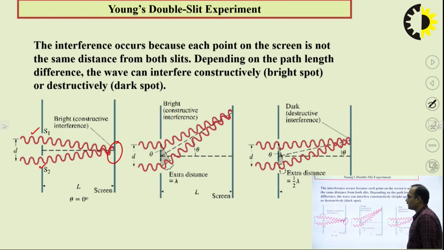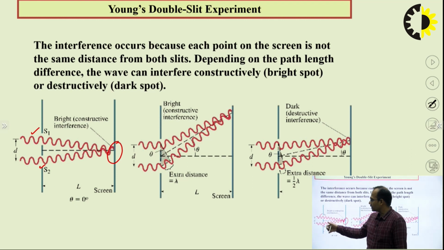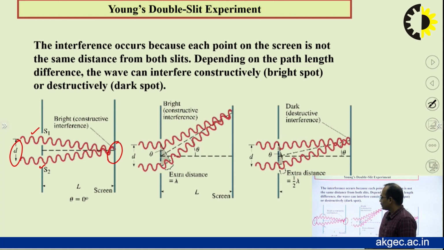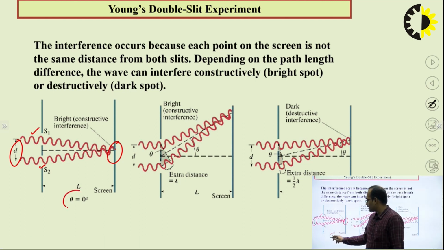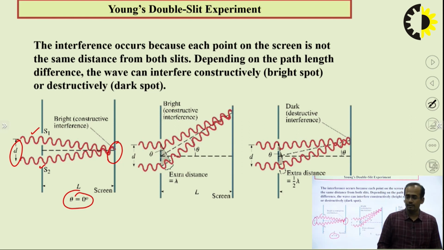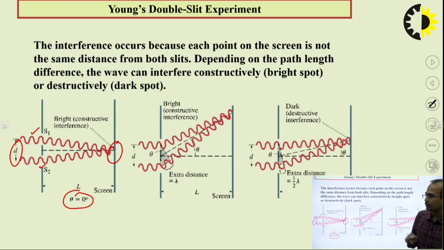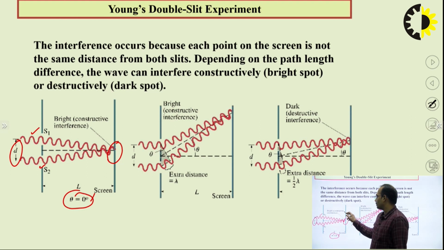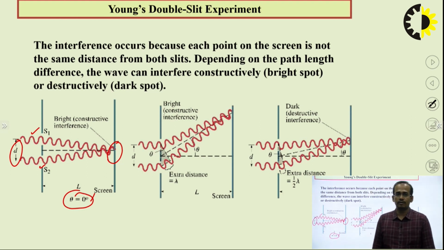So what is happening here? The distance between slit 1 and slit 2 is d, and the waves reach the same point. So what is going to happen? There is no phase difference, or you can say theta is equal to 0 for these waves which are traveling through slit 1 and slit 2. So if the phase difference theta is 0, then the bright fringe will appear, or you can say there will be constructive interference.